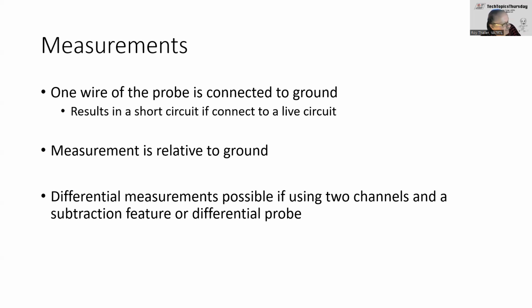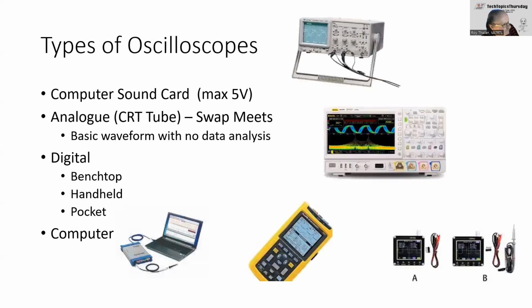So there are things like differential probes available that allow some measurements of high voltages, but these probes will probably cost you about $400 or $500. And there is also a possibility, if you have a 2-channel scope, to use 2 channels and then subtract the 2 signals from each other. But this is going to be a little bit difficult to do. So that's one of the things you have to be careful about if you're doing differential measurements.